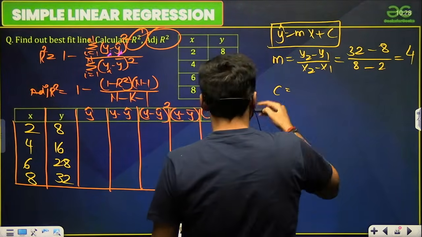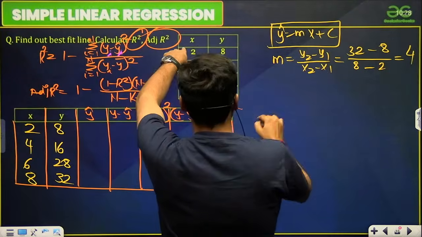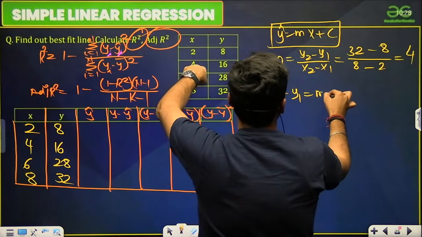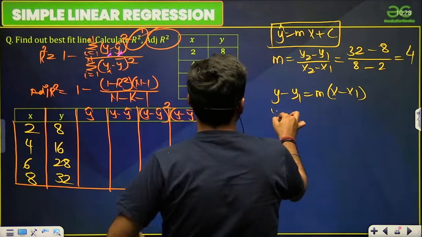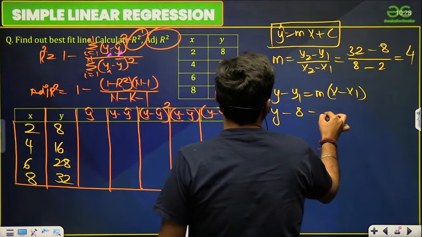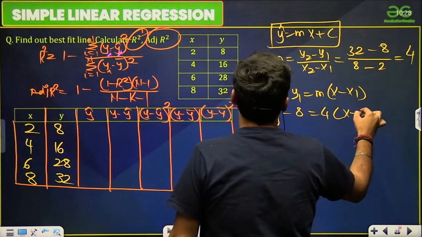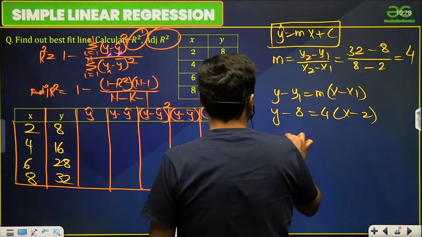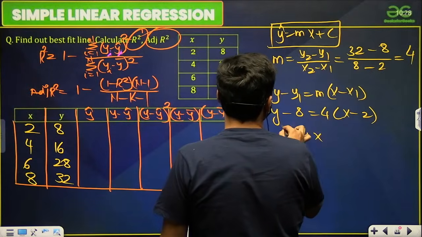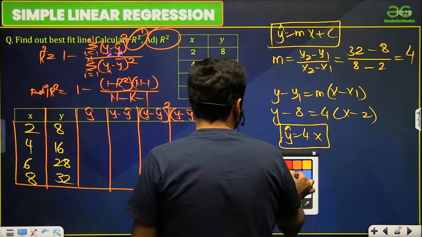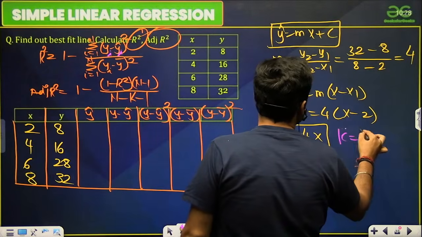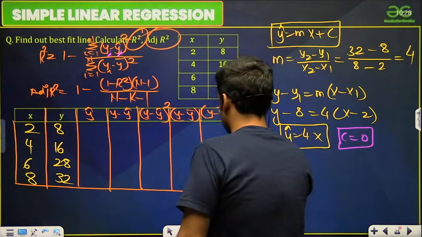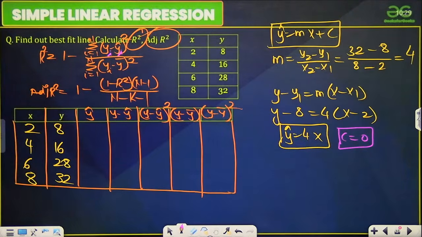Okay, the value of m would be 4. And what is the value of c? For calculating the value of c, I can just put the first point, or any point you can put. So y minus y1 equals m into x minus x1, right? So y minus 8 equals m, what is m? 4 times x minus 2. So here you would be getting y hat equals 4x. So I can infer the value of c is 0, right?